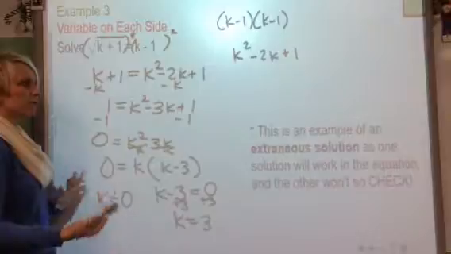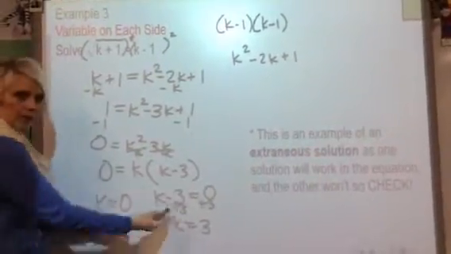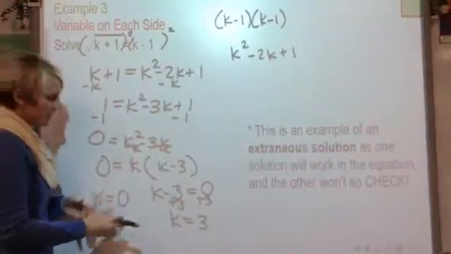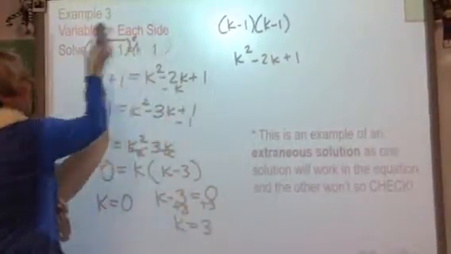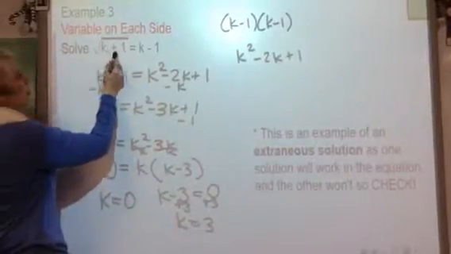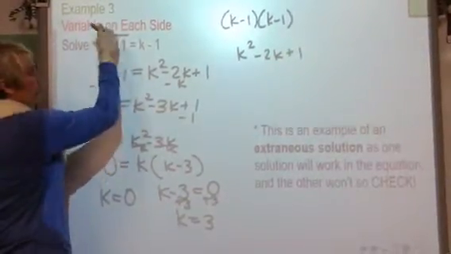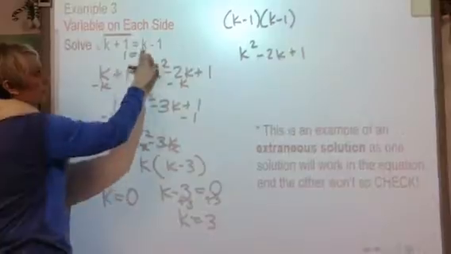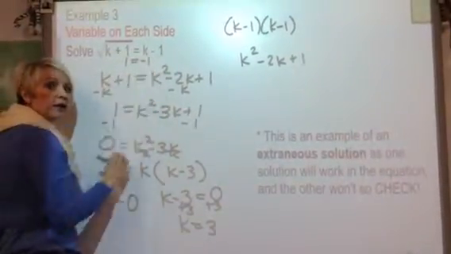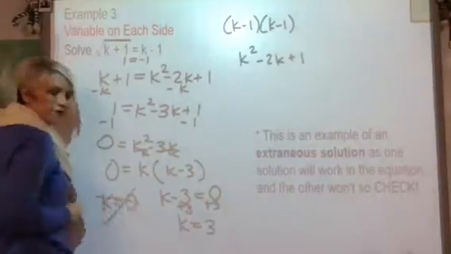Now, when we would solve for parabolas, we would say, okay, both of those are our answers, 0 and 3. But what we have to do for this problem is plug them in and see if they both work. So let's try 0. 0 plus 1 is 1, and the square root of 1 is 1. 0 minus 1 is negative 1. Is 1 equal to negative 1? No. So this is what we call an extraneous solution.